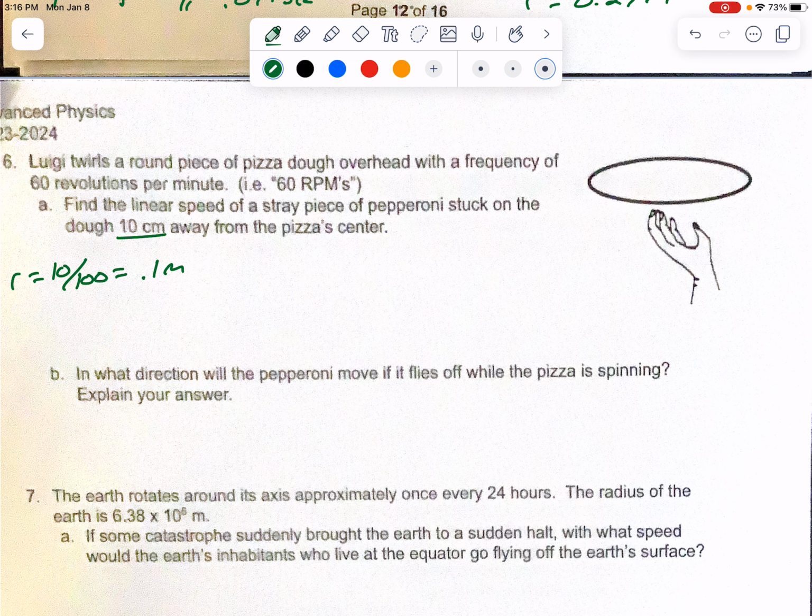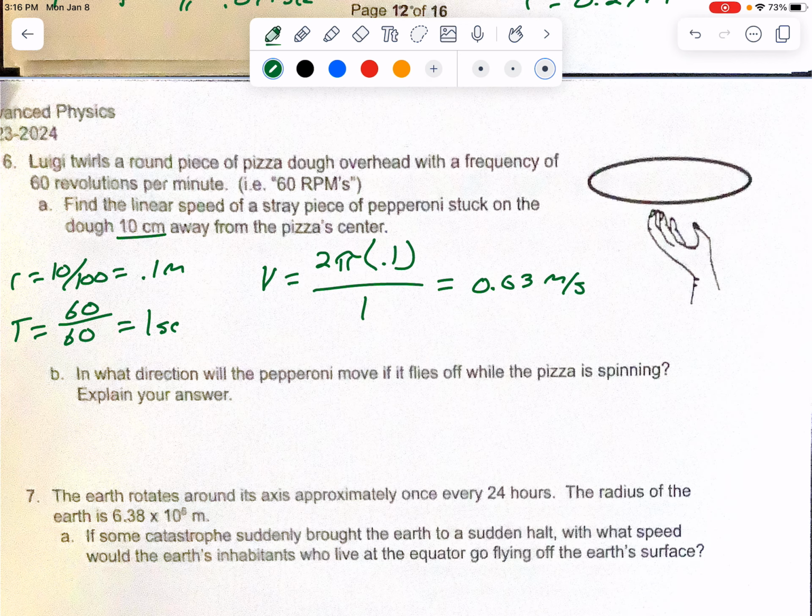Okay, so we're looking for linear speed, so we're looking for velocity. So 2 pi times my radius, which is 0.1, over T. Well, I don't know T. I do know 60 RPMs, though. So remember, T equals 60 divided by RPM, so 60 divided by 60, and that gives you a time of 1 second. So 1 goes on the bottom. So this one shouldn't be too bad. So 2 pi times 0.1 is going to give you 0.63 meters per second.